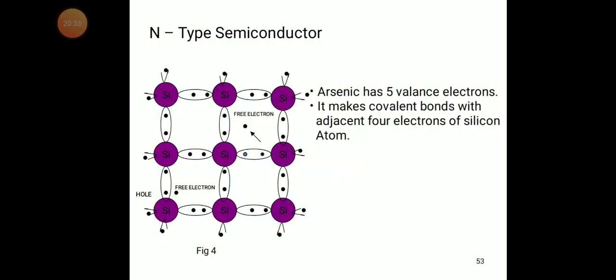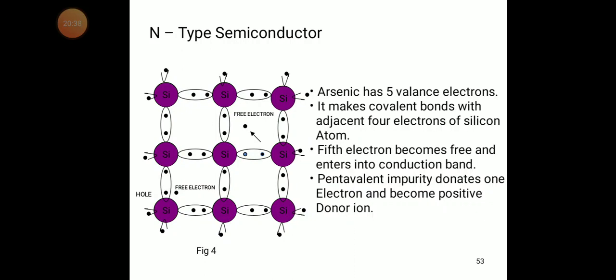As I mentioned, arsenic has 5 valency electrons. It makes covalent bonds with the adjacent 4 electrons of silicon atoms. A fifth electron becomes free and enters into the conduction band. The pentavalent impurity donates 1 electron and becomes a positive donor ion.